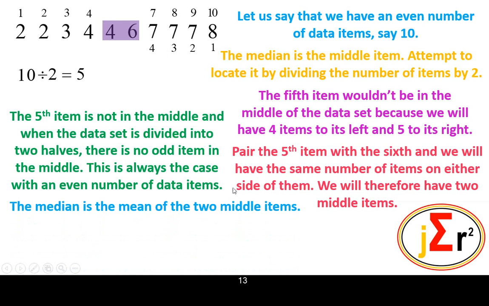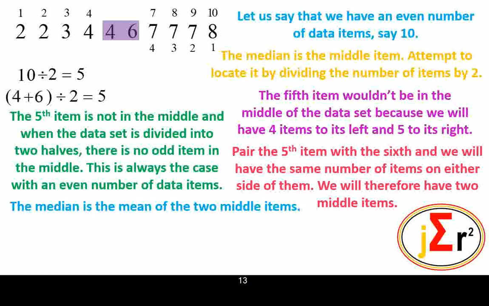The median is the mean of the 2 middle items. So we are going to take those 2 middle items and find their mean. What we call the mean is our typical average. So the median will be the mean of those 2 middle items. How do we find the mean? The mean is found by taking the sum of the entries and dividing by the number of entries. Therefore, the mean of 4 and 6, which are 2 items, will be found by adding the 2 of them and dividing by 2. That result is 5.